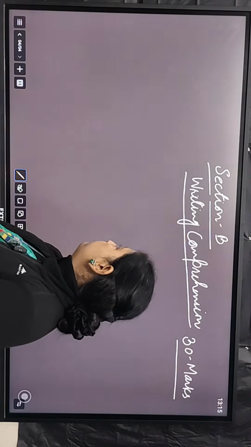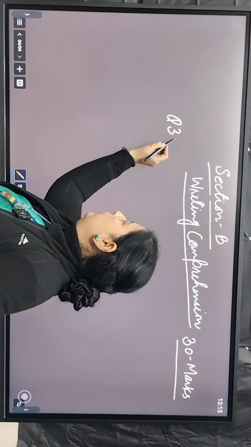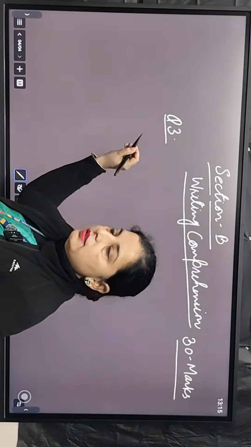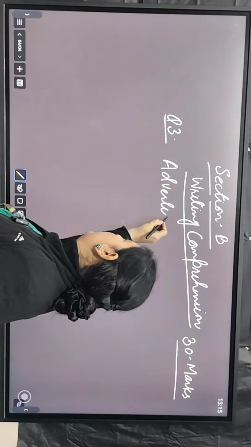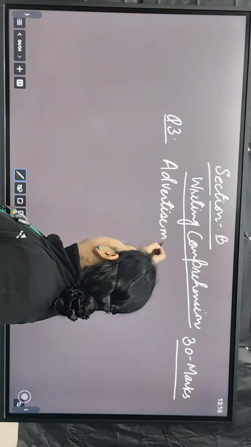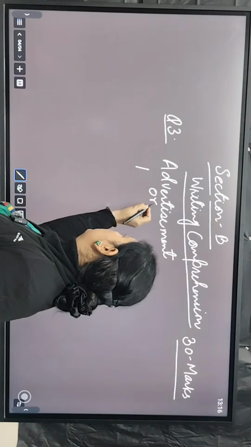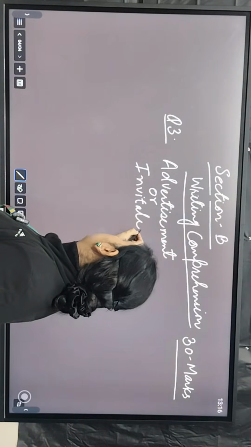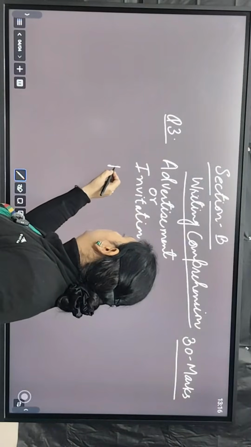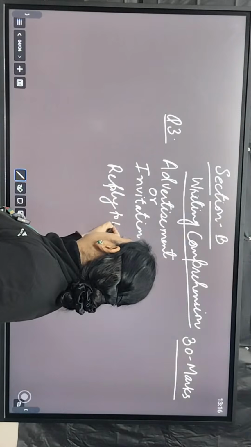So in your board paper, question number 3 in writing skills is of advertisement. Then we have the option of invitation or reply to invitation.